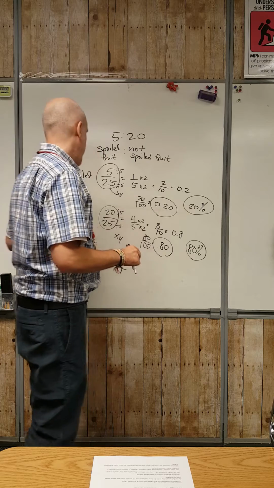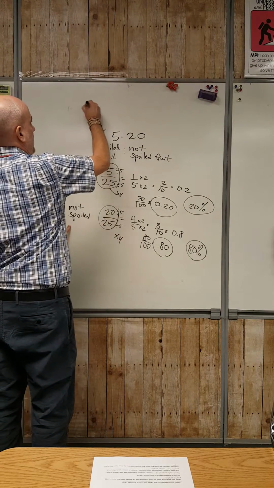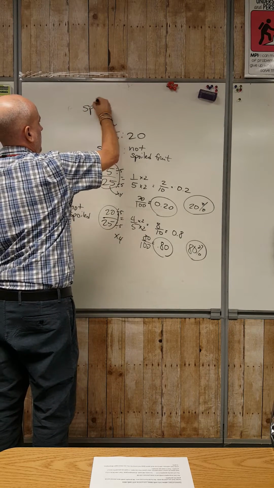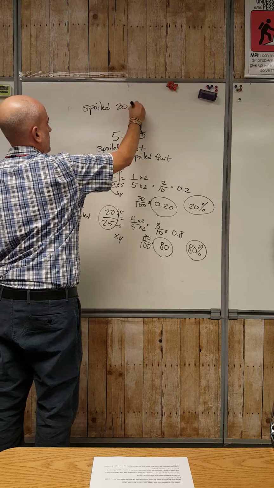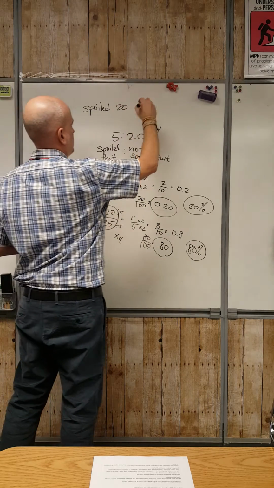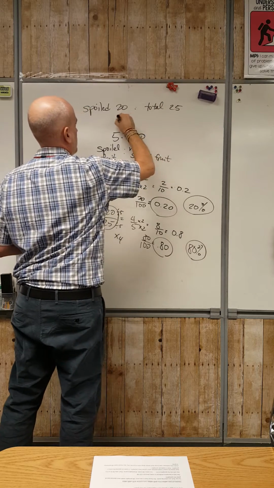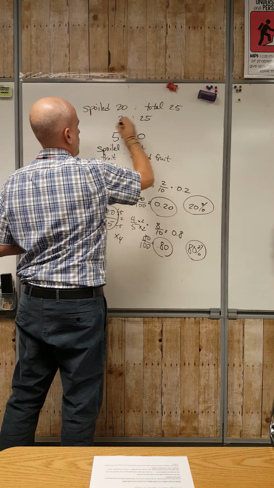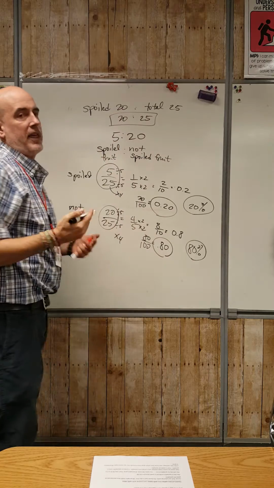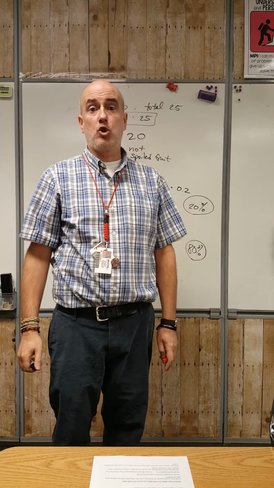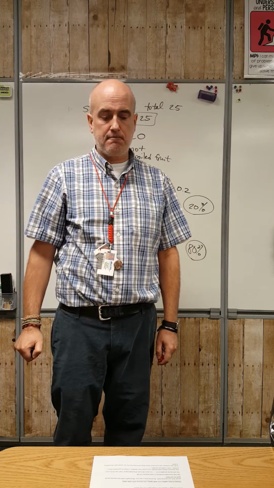This would be comparing part to a whole. So if I looked at that, spoiled fruit, do that up here, is 20, and the whole basket together is 25. So we could do a ratio of 20 to 25. That would be the ratio of spoiled fruit to the total fruit in the basket.